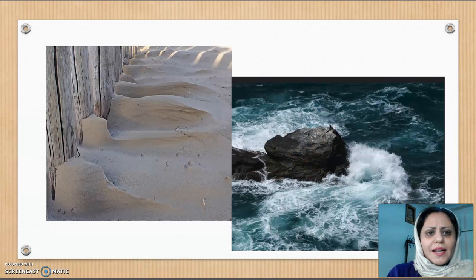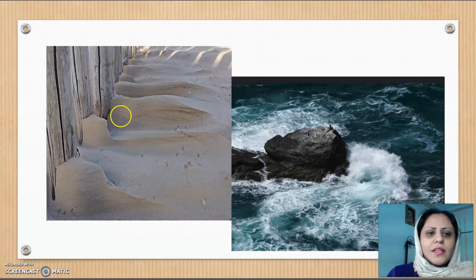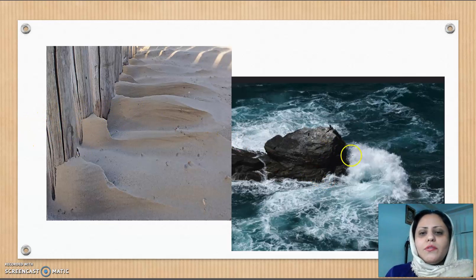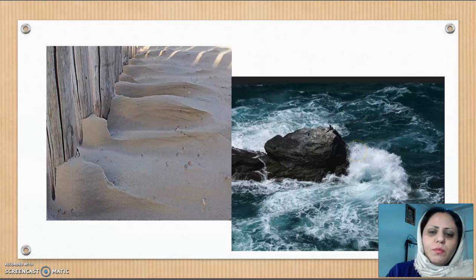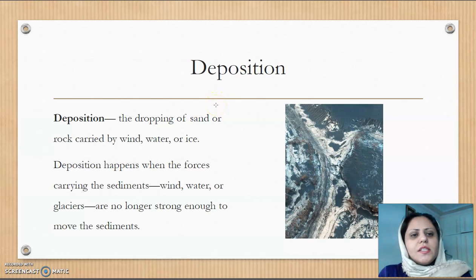And let's go to the last thing. This is erosion that has happened by wind, and this is erosion by the waves. These are two examples of erosion. Then we have deposition. But what does deposition mean? Deposition is the dropping of sand or rock carried by wind or ice, etc.